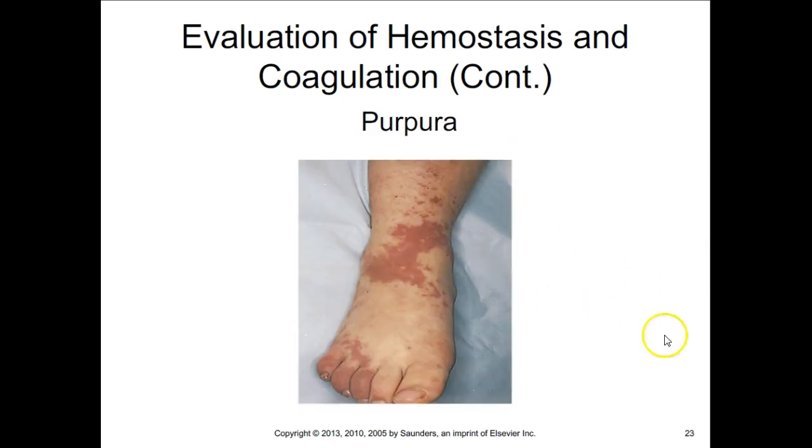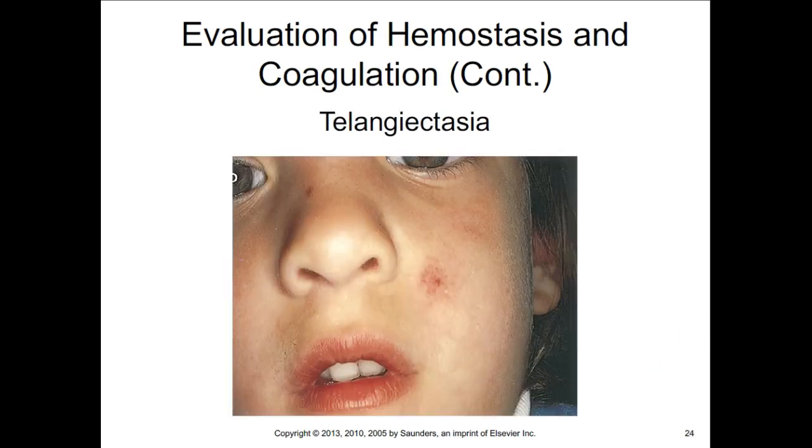Purpura is a little bit worse than the petechiae. You can see that it's merging together. Definitely something that should be noted. And then telangiectasias, those are the bundles of blood vessels, okay? On the skin, they appear like this child's here in this picture.